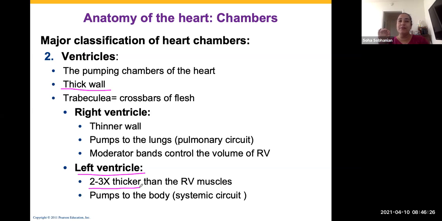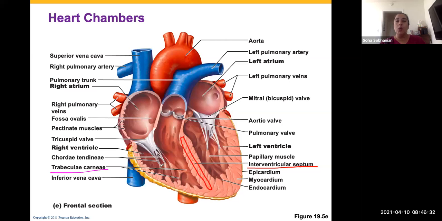The reason for this is, if you think about looking at your heart, the right side of the heart pumps blood to your pulmonary circulation. So not that far, right? Pulmonary circulation is right there. You don't have to travel that much, right? Your lungs are right here, your heart is at the center. I don't need to pump super hard to send blood from my heart to my lungs.